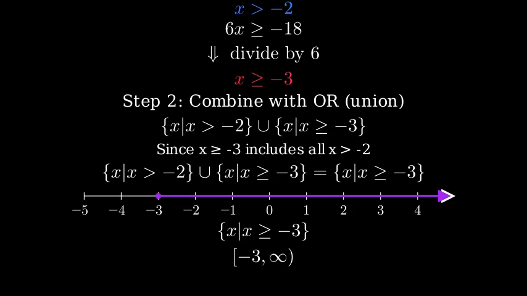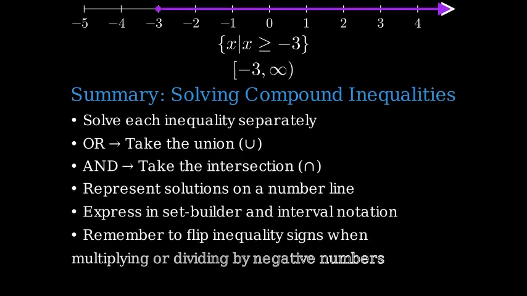Let's review what we've learned about solving compound inequalities. First, solve each inequality separately by isolating x. For or compound inequalities, we take the union of solution sets, which includes values that satisfy either condition. For and compound inequalities, we take the intersection, which includes only values that satisfy both conditions.